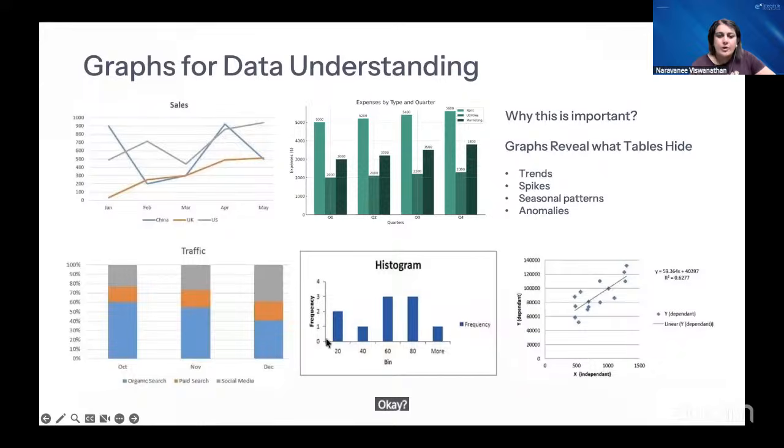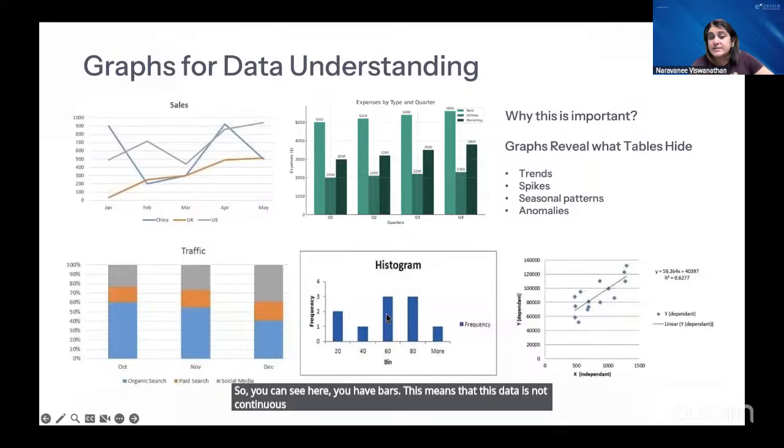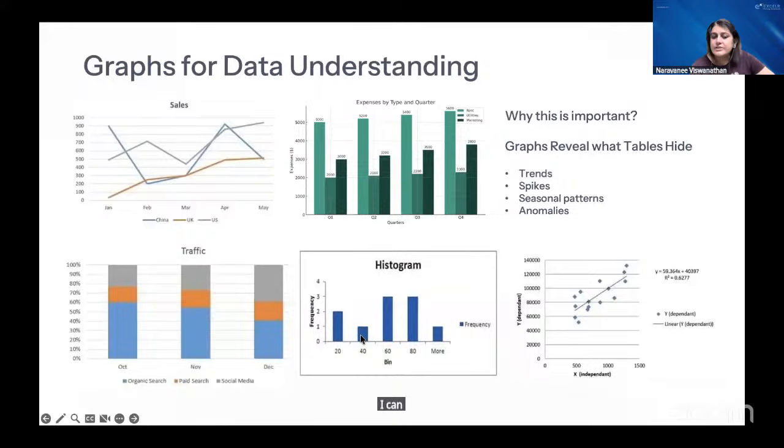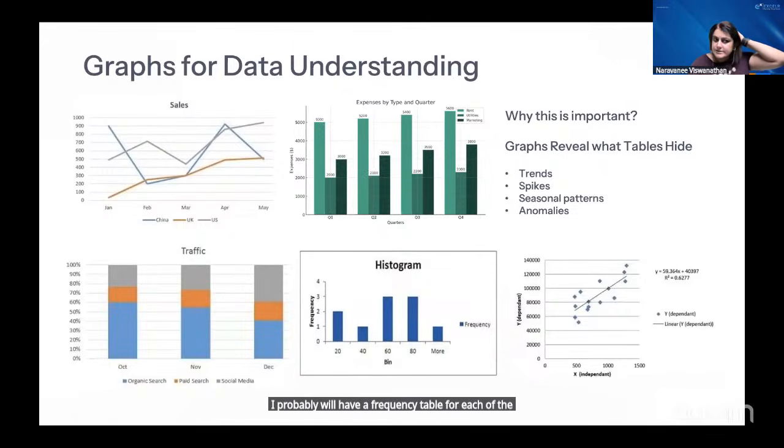Okay. So if you have a line like this, so you can see here you have bars. This means that this data is not continuous data, it is discrete data. I can have a histogram for discrete data also. Okay. But in this case, you have to define the number of bins. So if you're having categorical data, right, I probably will have a frequency table for each of the categories, right? So that is called a histogram. Am I making sense, everyone?